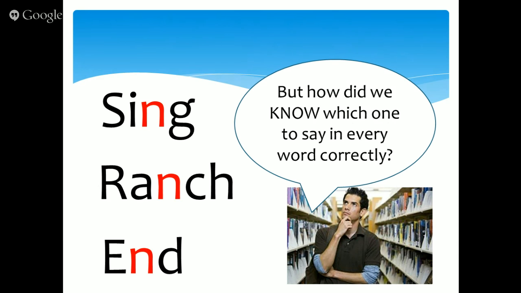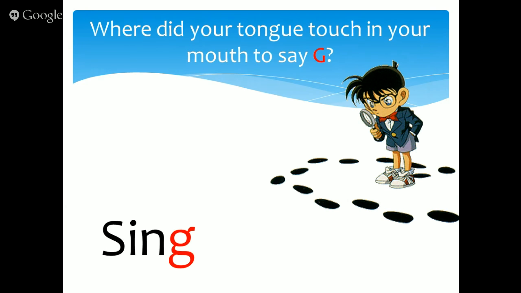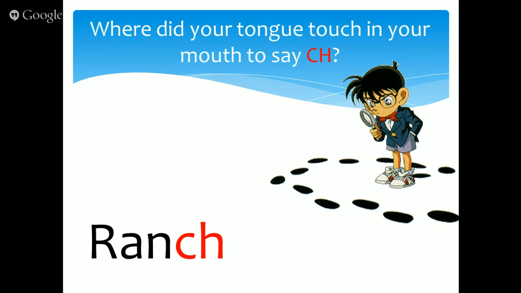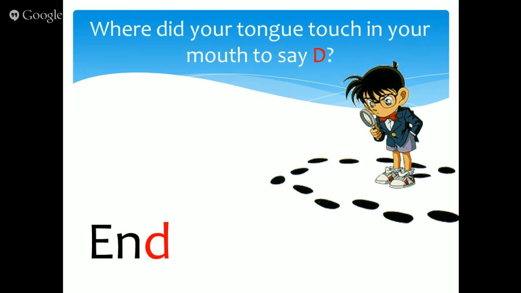But if there's three types of N and they're all pronounced differently, how in the world did we know how to say each one differently? Well, where did your tongue touch in your mouth when you say the letter G in sing? The back of your mouth, your throat. Interesting. So where did your tongue touch in your mouth when you said the CH in ranch? The roof of your mouth using the flat part of your tongue, the palate. Where did your tongue touch in your mouth when you said the D in end? Oh, that bump.